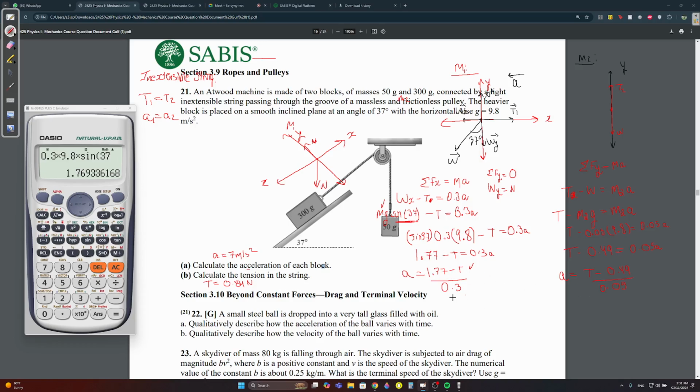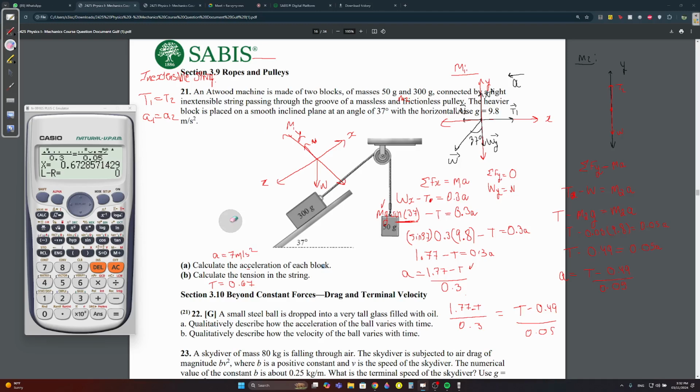So equate them to each other. A is equal to a, right? We have two expressions. So 1.77 minus T over 0.3 is equal to T minus 0.49 over 0.05. You get your calculator. Shift solve, and you get T is equal to 0.67.